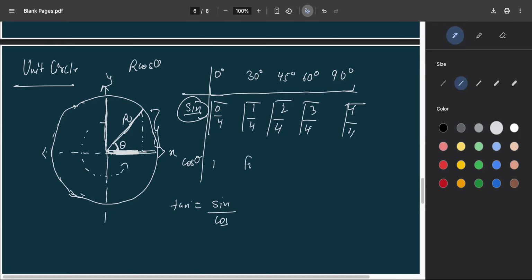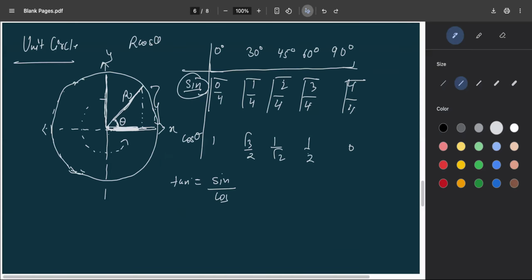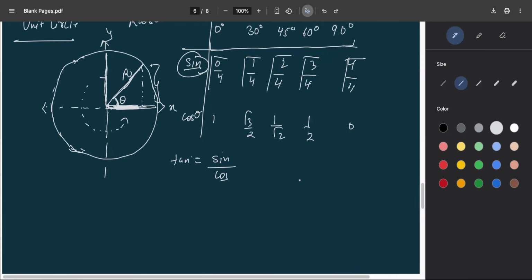Here it will be root 3 by 2. Here it will be 1 by root 2. Here it will be 1 by 2, and here it will be 0. Because at the end of the day, when you start from 4, you will reach 0. So there is an opposite symmetry, or by the angle, if you see, the things are falling behind by 90 degrees.